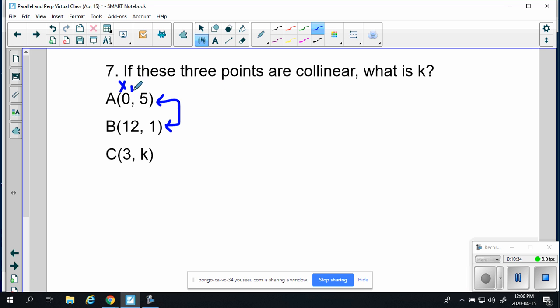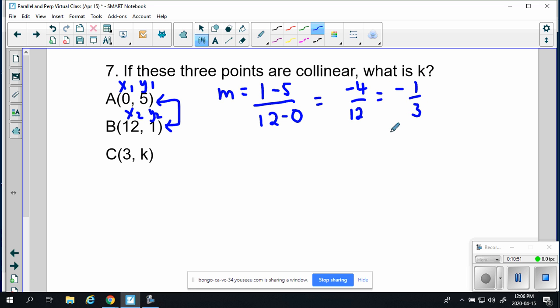So here's x1, y1, x2, y2. And my slope is going to be y2 minus y1 over x2 minus x1. So that's negative 4 over 12, which is negative 1/3. So now we know what that magic slope is. This is going to be the slope if you check these 2 points or these 2 points or these 2 points. It does not matter if you want the slope between these guys or between these guys. You'll end up with the same thing.